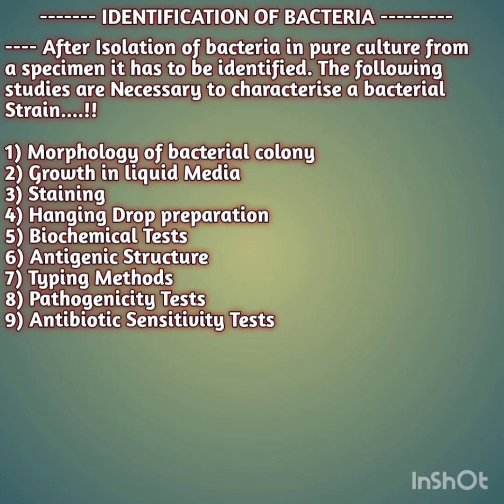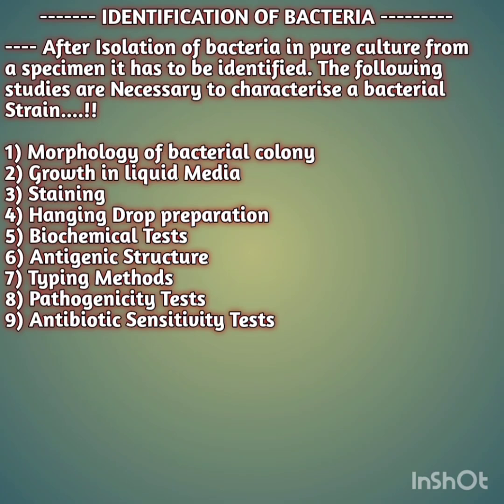Here the following studies are necessary to characterize a bacterial strain. We have to go through different characteristics. First is morphology of bacterial colony, and second is growth in liquid media. Third is staining. Fourth is hanging drop preparation. Fifth is biochemical test. Sixth is antigenic structure. Seventh is typing methods. Eighth is pathogenicity test, and ninth is antibiotic sensitivity test. These are the basic and minimum characteristics we need to know before we identify a bacterium.